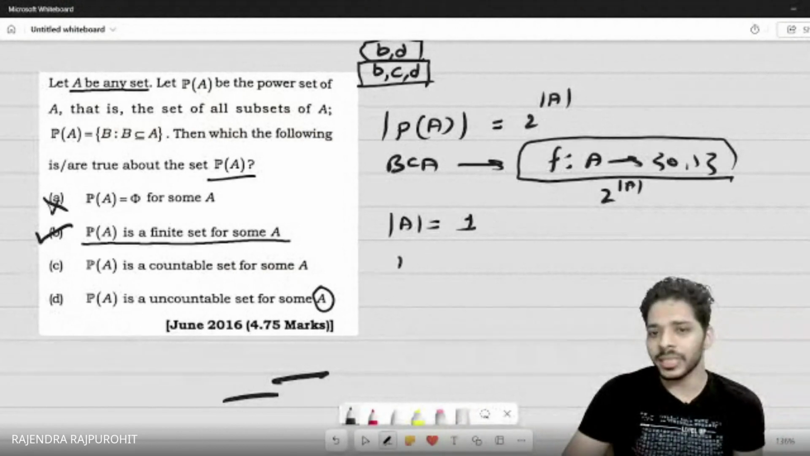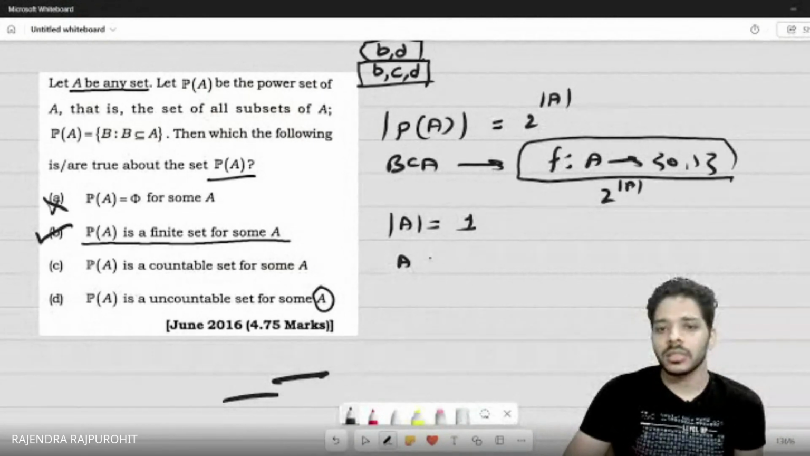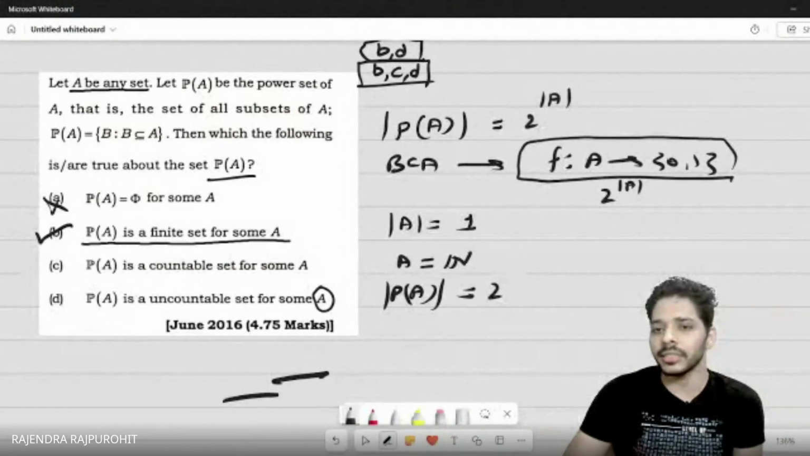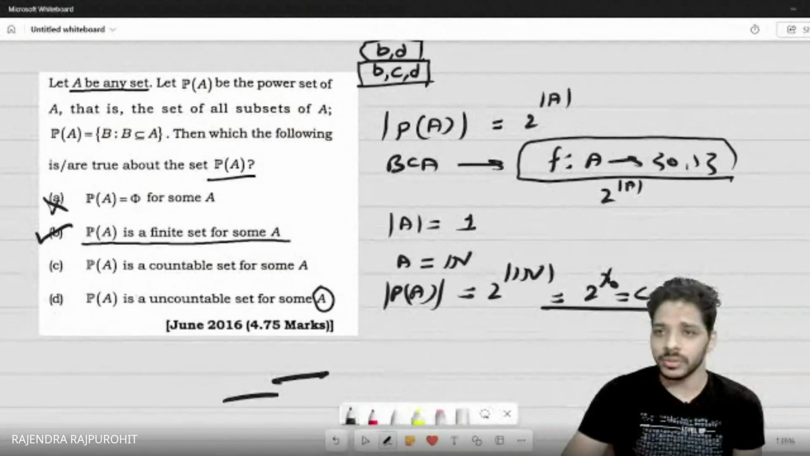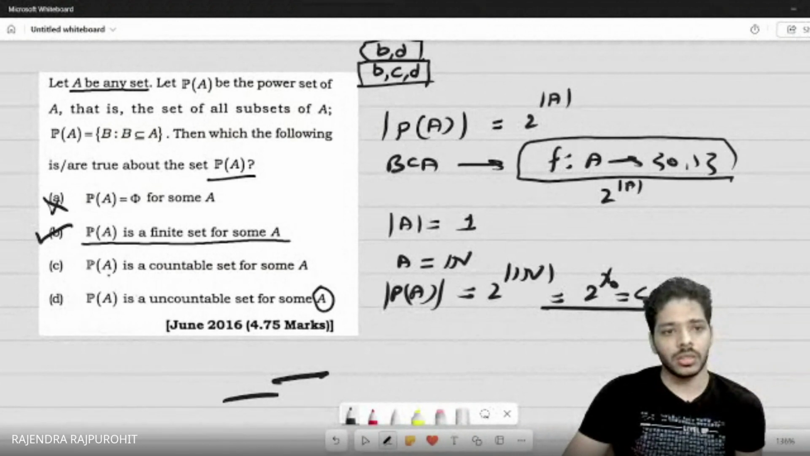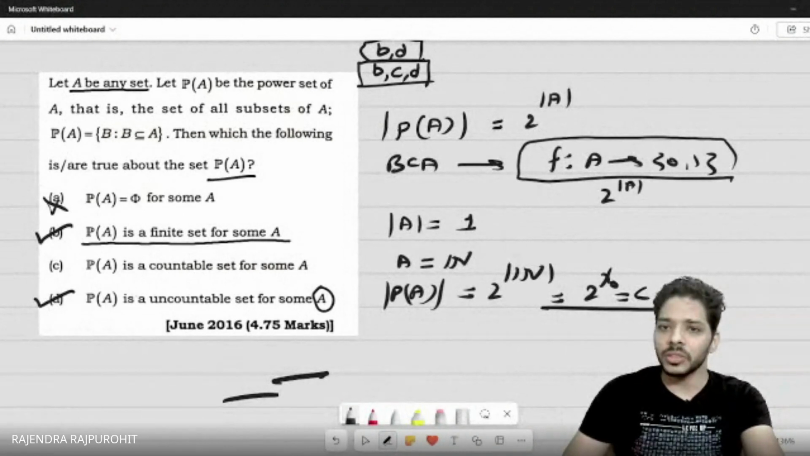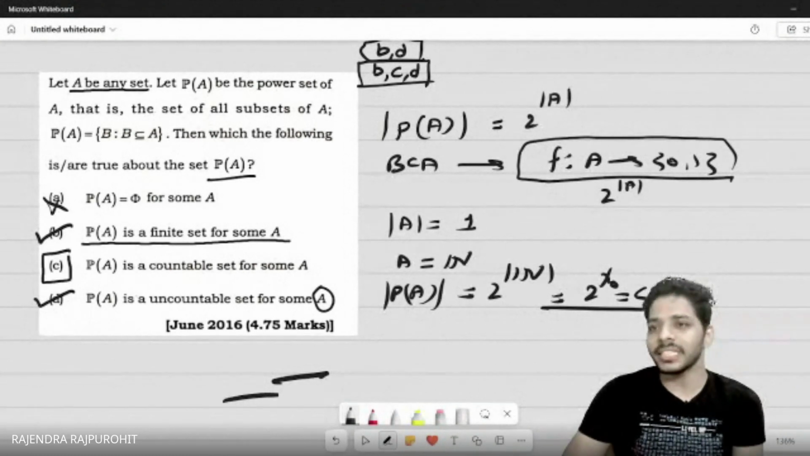Even if you take A to be countable, like the set of natural numbers, then the power set of A has cardinality 2 to the power cardinality of N, which is 2 to the power aleph naught, which is continuum. That is an uncountable set. A set which has cardinality at least continuum is uncountable. The smallest uncountable set has cardinality continuum though. So P(A) is uncountable for some A, that is obviously true. Now there is a problem with option C.